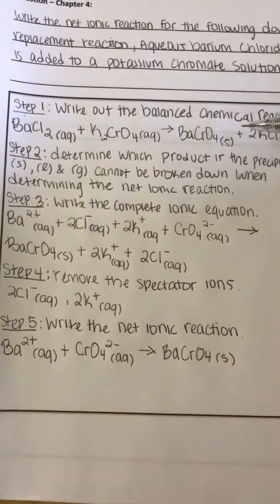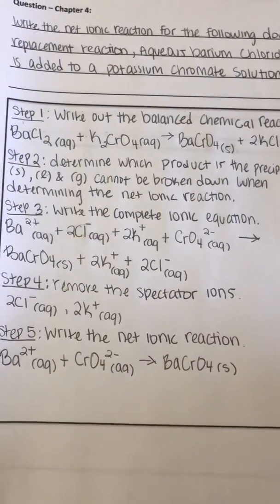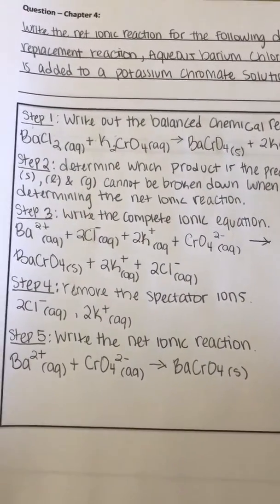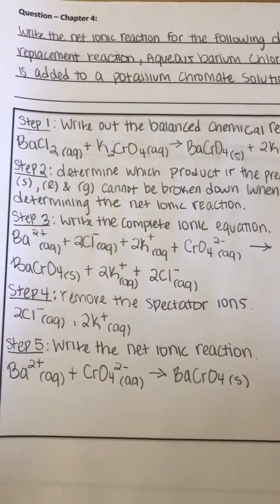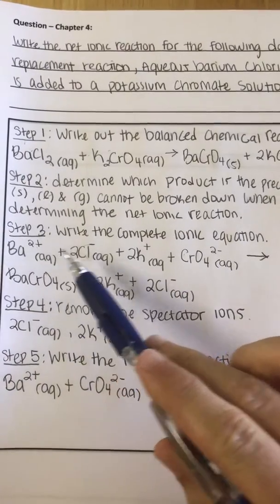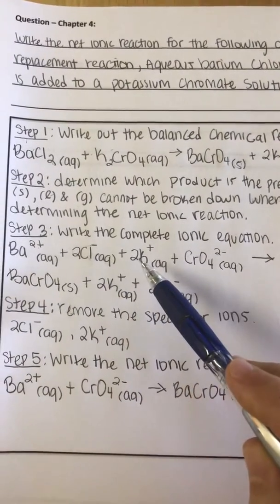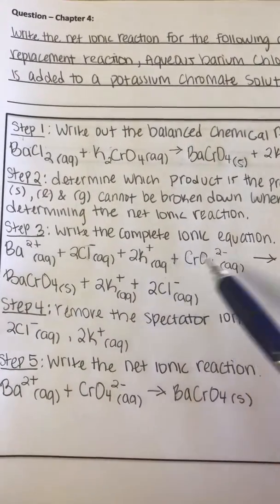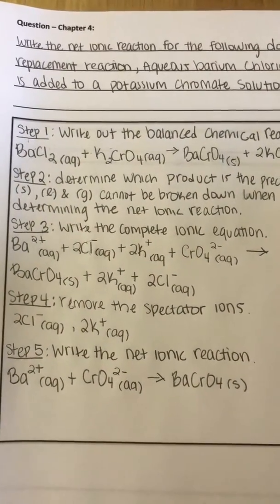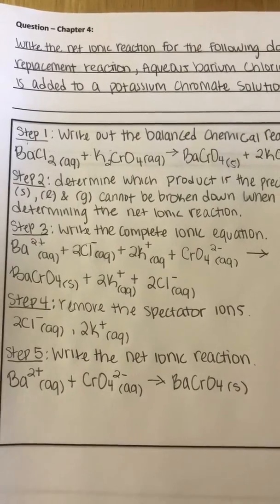Okay? In step 3, you write the complete ionic equation. So what you do for this is you have to pull out each individual element's charge. Barium has a charge of 2+, chlorine has a charge of negative, potassium has a charge of +1, and so forth. In step 4, you remove the spectator ions.